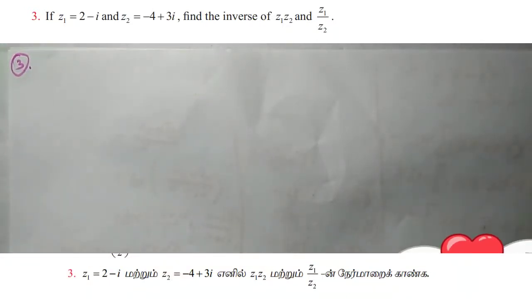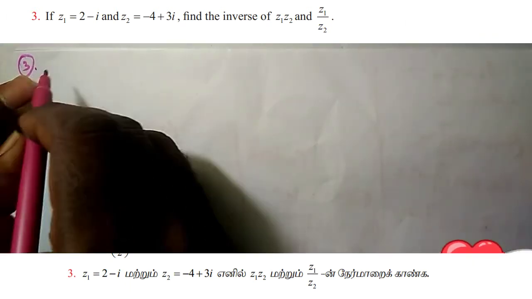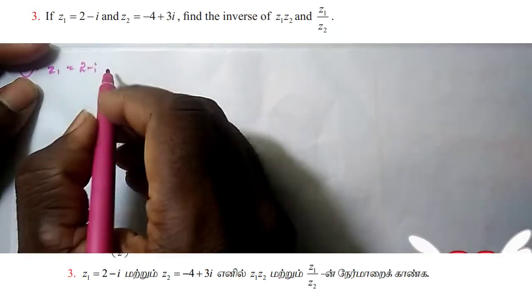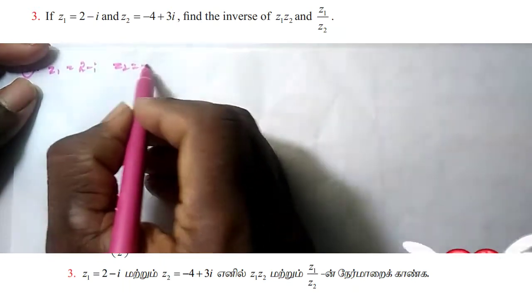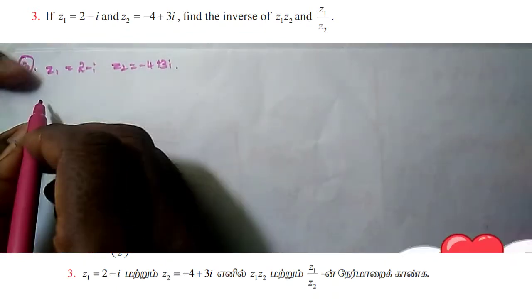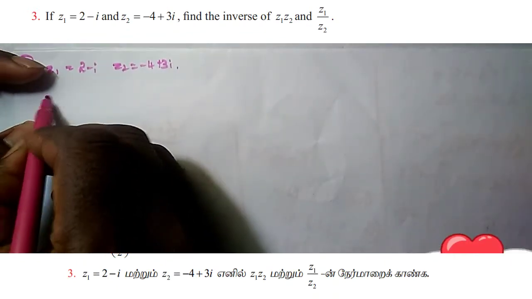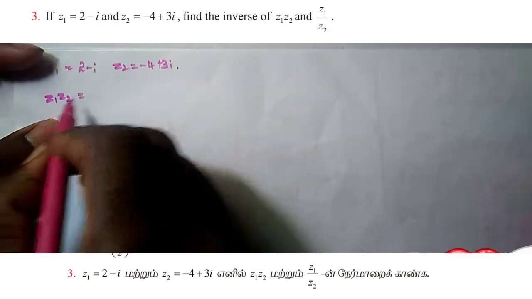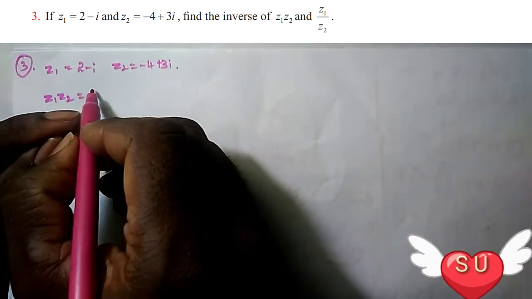In this video, we will see exercise 2.5, third sum. Z1 equals 2 minus i, and Z2 equals minus 4 plus 3i. Find the inverse of Z1 Z2. To know the inverse of Z1 Z2, first multiply Z1 and Z2.